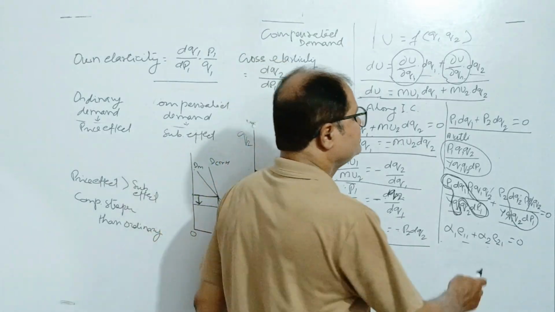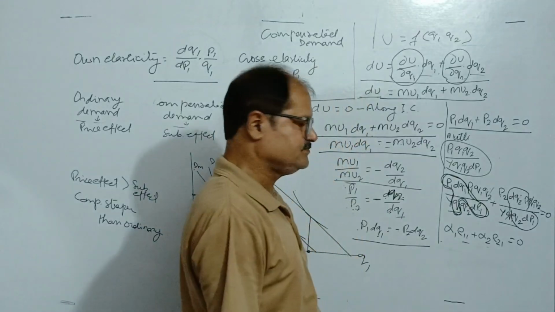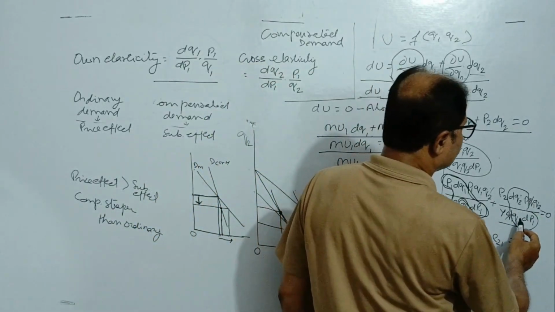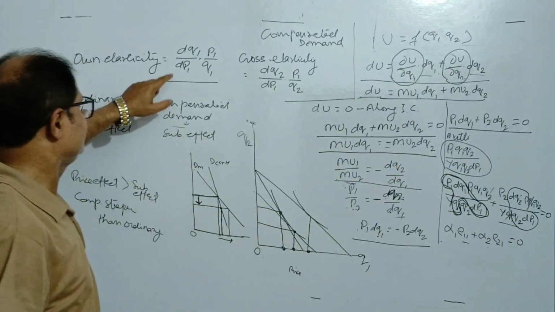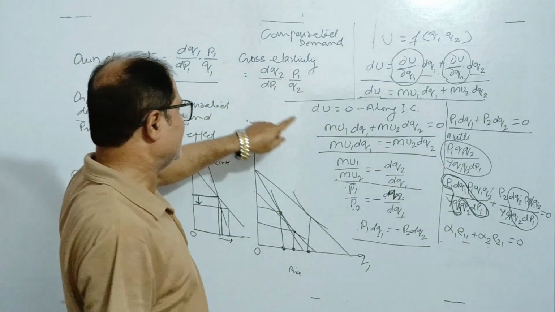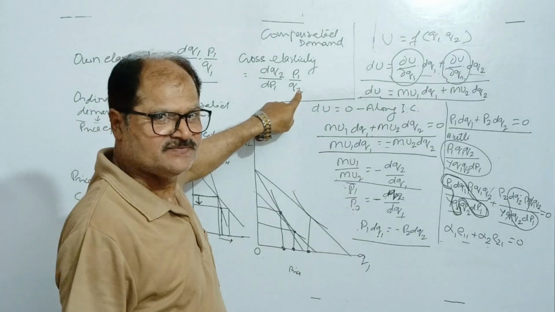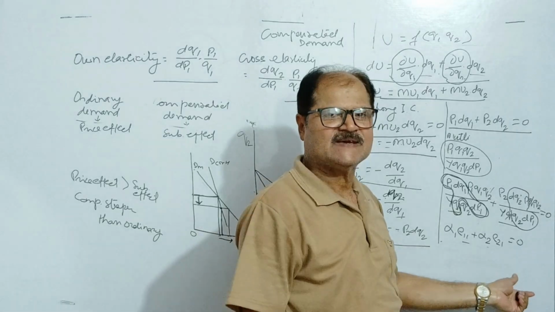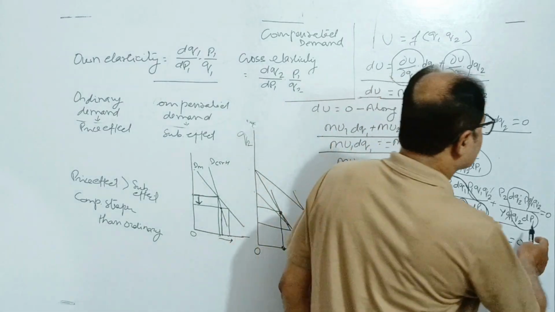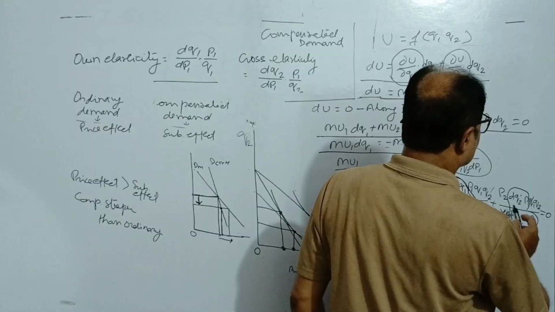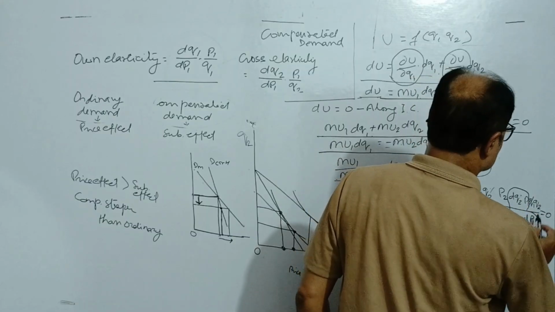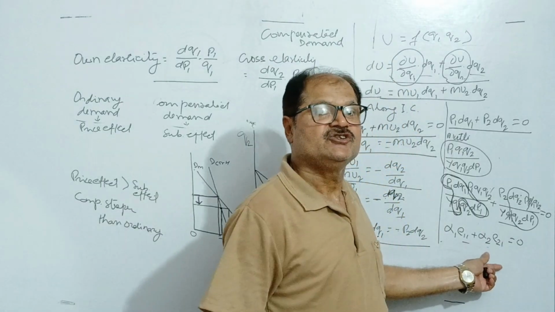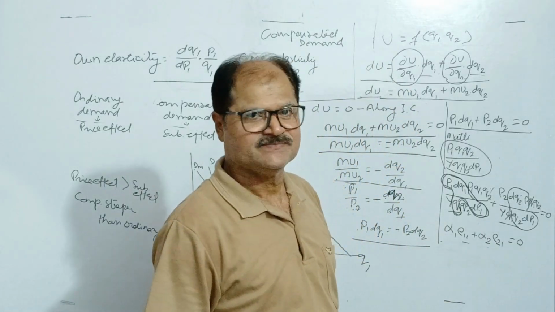Similarly, in this case, dq2 P1 and Q2 dp1. dq2 P1 and dp1 Q2. Same expression. So, this is cross elasticity of good 2 with respect to price of commodity 1. And the remaining Q1 cancel each other. We have here P2 Q2 divided by Y. So, this is share of commodity 2 in total expenditure.